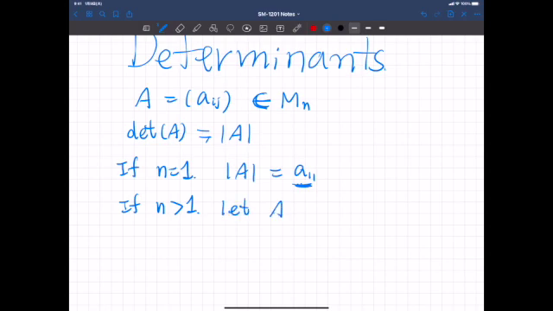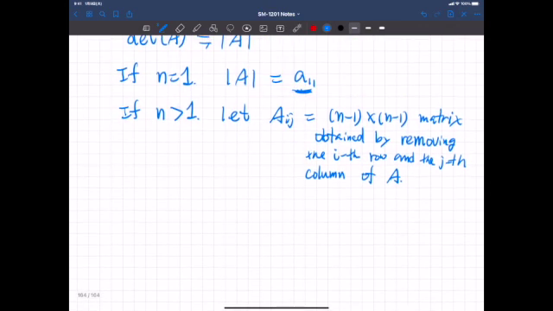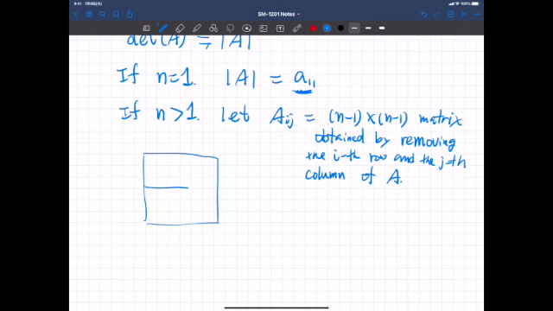let Aij be the n minus 1 times n minus 1 matrix obtained by removing the ith row and the jth column of the matrix A. So if we have a matrix like this, we remove the ith row and jth column and concatenate the remaining parts to define a slightly smaller matrix that is called Aij.